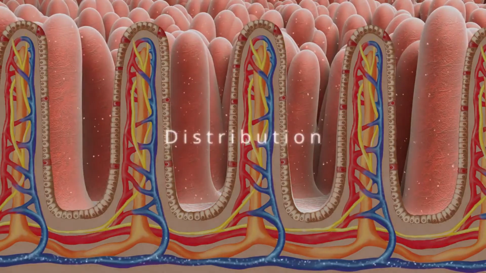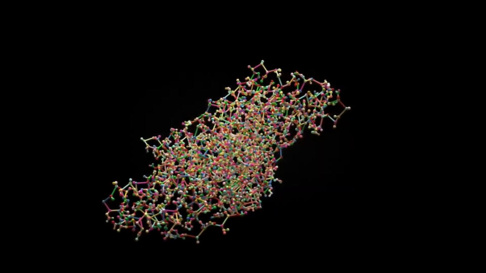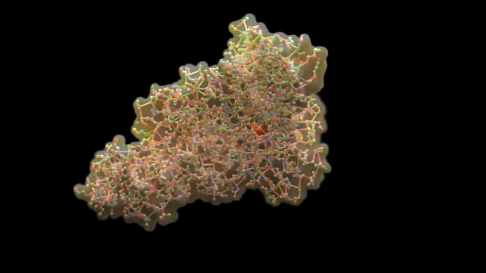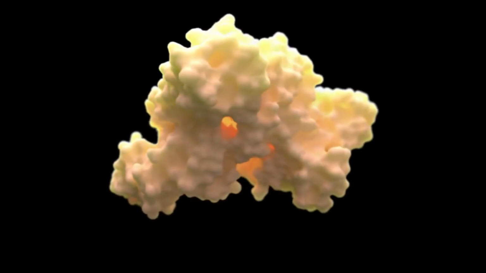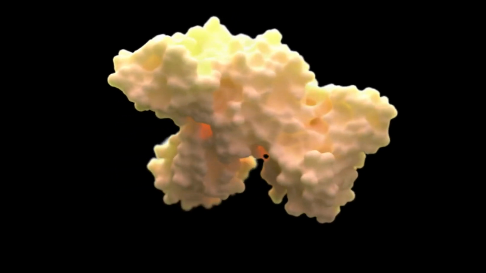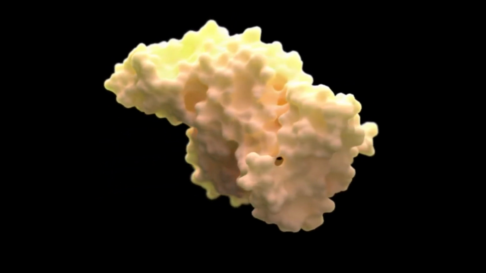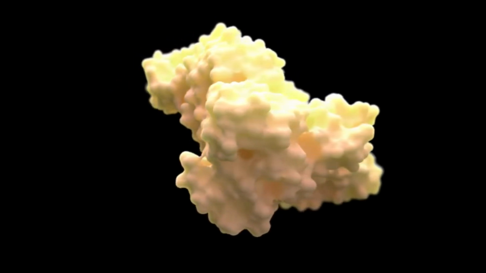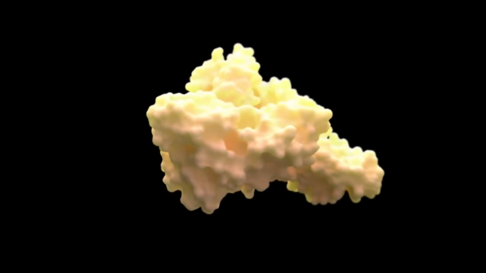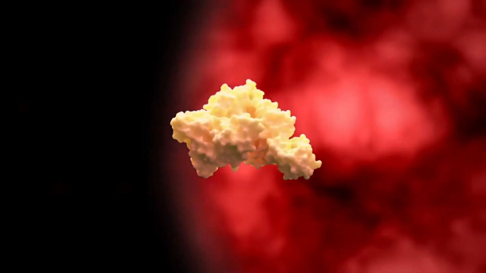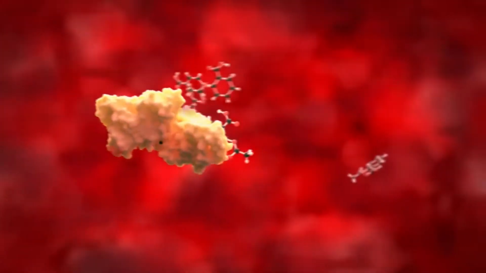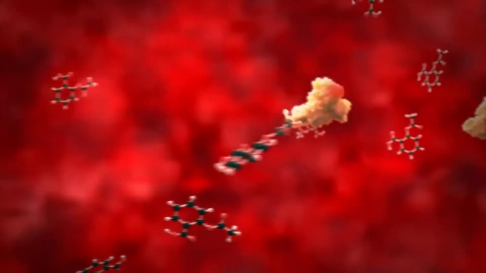Distribution. Blood plasma contains complex molecules called albumin. Albumin is a protein made by the liver which transports nutrients around the body. Albumin also binds to drugs that enter the bloodstream. Here you can see some of the aspirin molecules binding to the albumin.